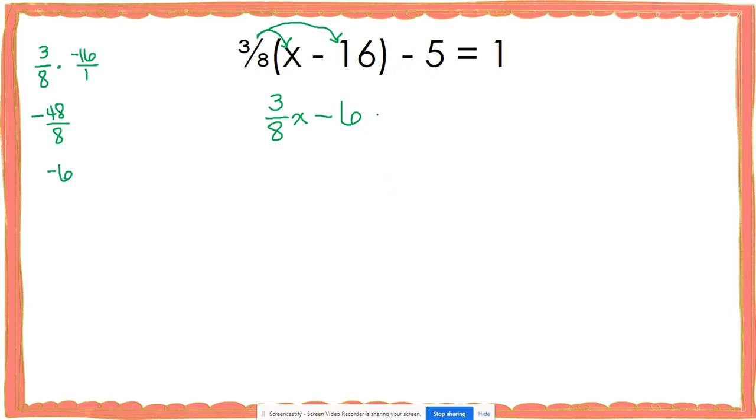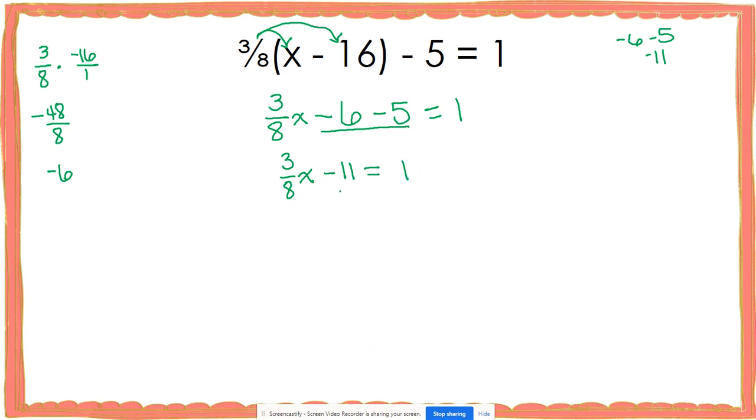Then I still have this minus 5 on the outside and equals 1. Now I need to combine my like terms before I can start isolating my variable. I see that I have negative 6 minus 5. And if I subtract negative 6 minus 5, I get negative 11. So I didn't do anything with 3/8x, so I'm going to rewrite it. But I combined negative 6 minus 5 to make negative 11, so I'm going to write minus 11. All of this is equal to 1.